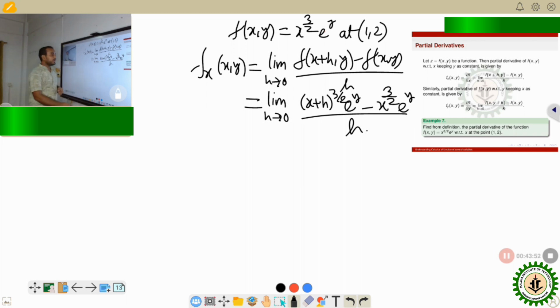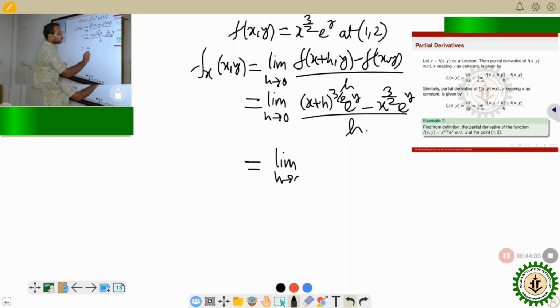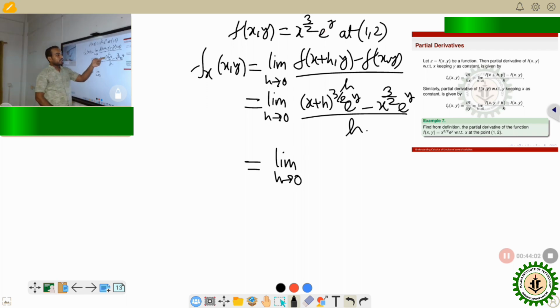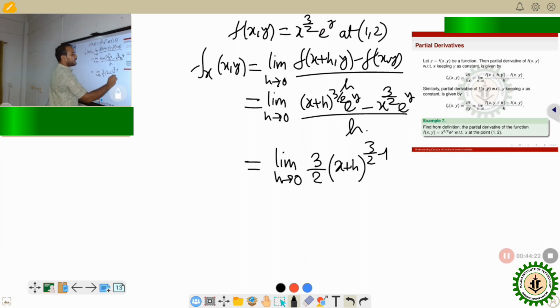So you apply L'Hospital's rule, and you get the limit in a derivative form. That means you apply L'Hospital's rule by differentiating the numerator as well as the denominator with respect to h. Since the denominator is a single h, differentiating it gives a constant 1, so we are not writing it. We are only calculating the derivative of the numerator portion. So it will be 3 by 2 times x plus h to the power 3 by 2 minus 1, times e to the power y. And similarly, in the second term h is not involved, so its derivative will be 0.